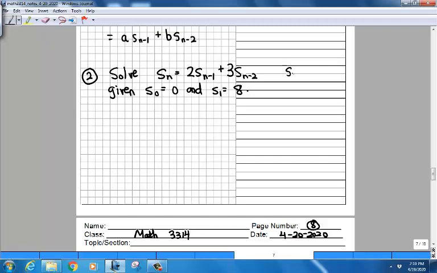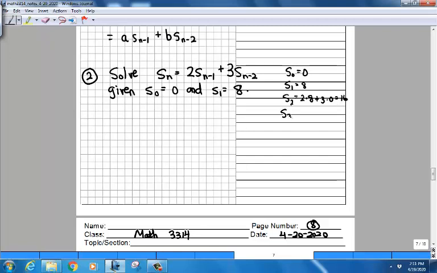All right, so S sub 0 is 0, and S sub 1 is equal to 8. Now, of course, you can use the recurrence relation to determine what S sub 2 is. According to the recurrence relation, it's 2 times S sub 1, because 2 minus 1 is 1, so 2 times 8, plus 3 times S sub 0, because we're looking for S sub 2 and 2 minus 2 is 0. But S sub 0 is 0, so we just get 16.